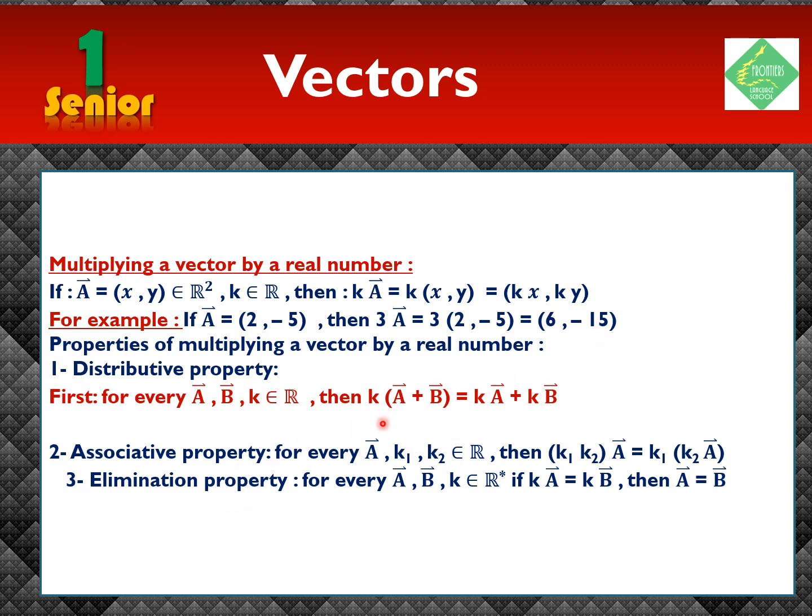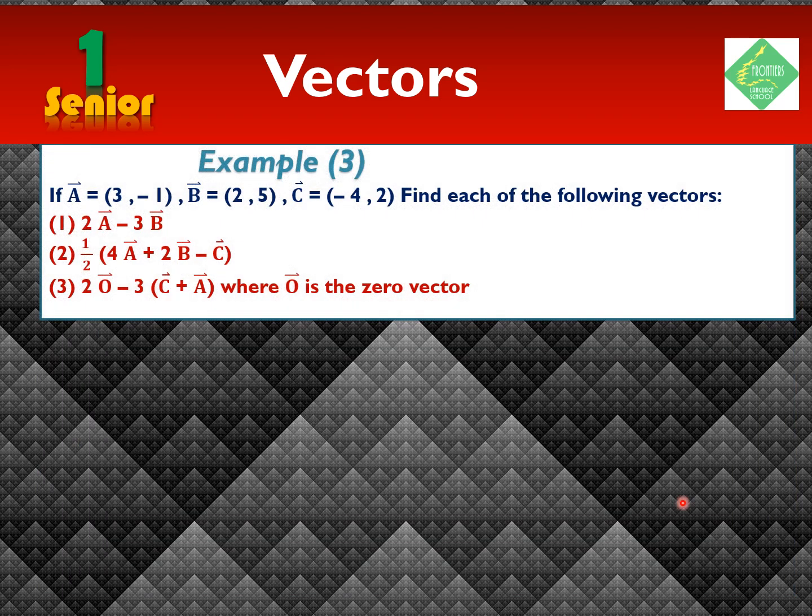Distributive property. As we discussed, k multiplying (A plus B) equals k multiplying A plus k multiplying B, where A and B are vectors. Associative property: when you are multiplying k1 and k2 by A, it will equal k1 multiplying k2A. And elimination property, as we discussed: if kA equals kB, eliminate k with k, and it will equal A equals B.